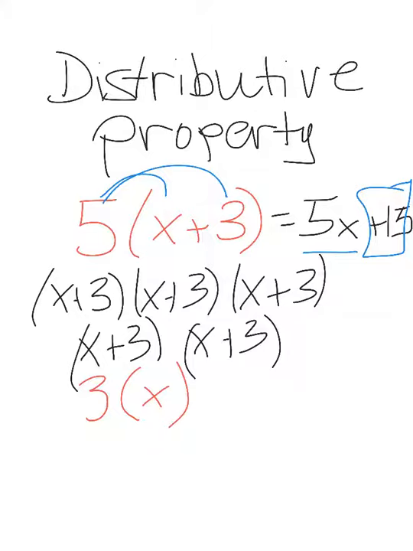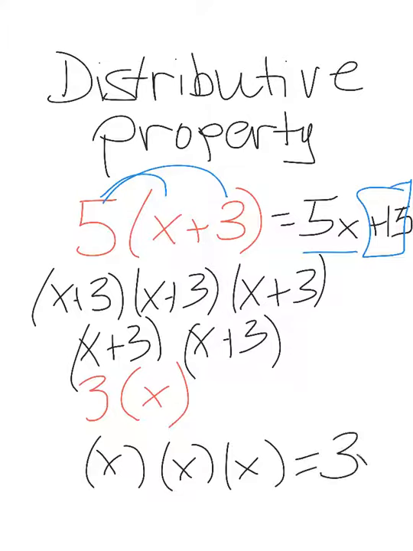If you look at the second example, I have 3 x's. So I have 3 groups of x. So there's 1 group, 2 groups, and 3 groups, which gives me a total of 3x. Again, I could do the same thing of 3 times x, which is going to give me the same answer of 3x.